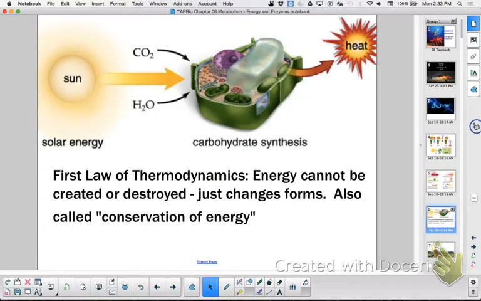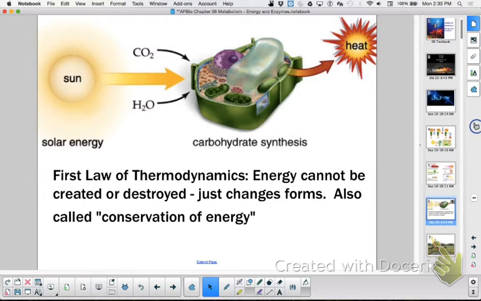I know the laws of thermodynamics. The first law says that energy is not created or destroyed. It can just be transformed. The second law says every time it's transformed, you lose some as heat. You don't get 100% transformation. We good? Okay. Then we looked at some examples of that.